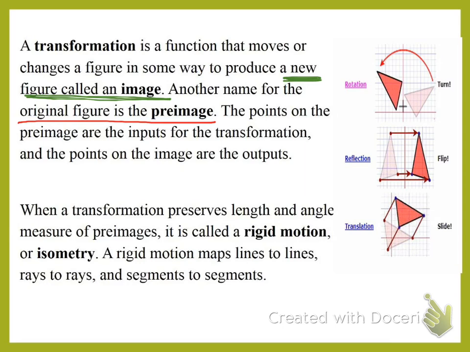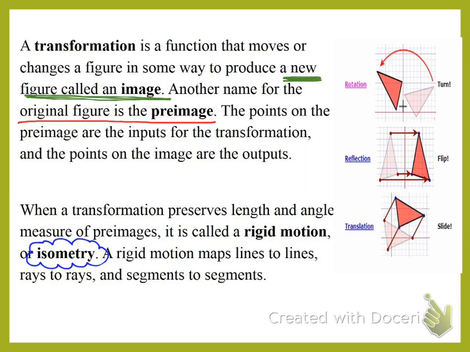So when a transformation preserves length and angle measure, it's called a rigid motion. We're going to be primarily using the word isometry. So what is an isometry? It's basically some change that you do to a shape, right?